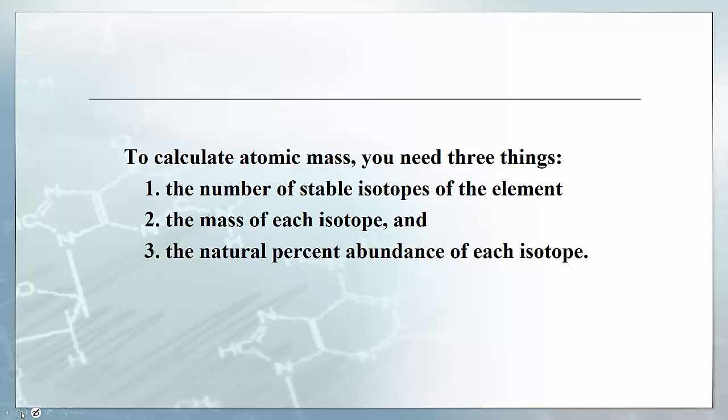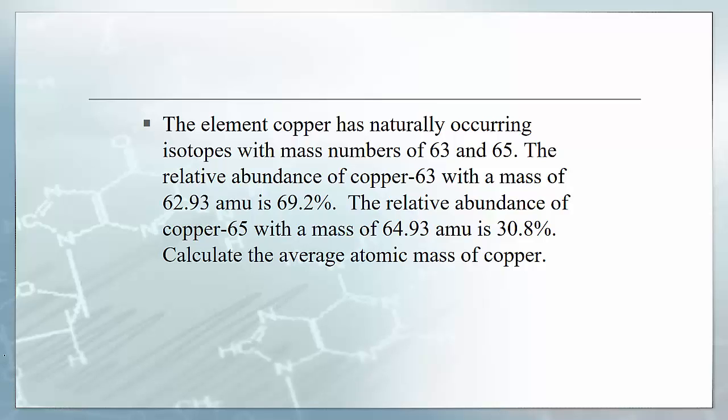So, for example, the element copper has naturally occurring isotopes of mass numbers 63 and 65. The relative abundancy of copper 63, with a mass of 62.93, is 69.2%. So 69.2% of all copper found in nature is copper 63. Copper 65 has a relative abundancy of 30.8%, and its mass is 64.93 AMU.